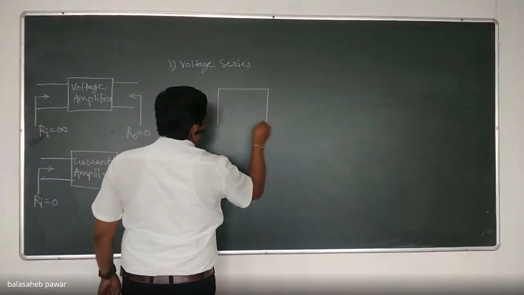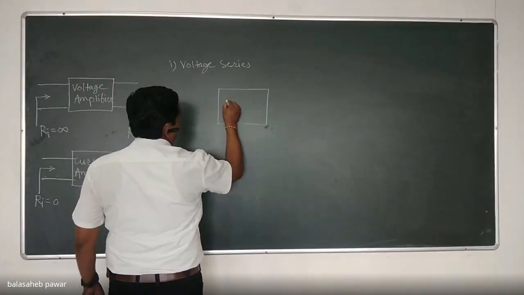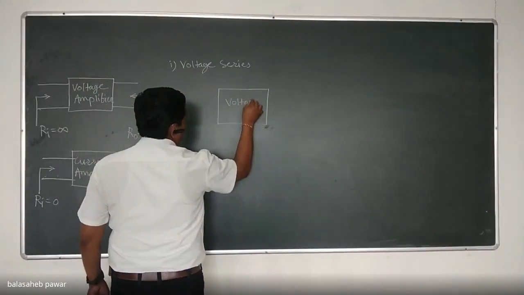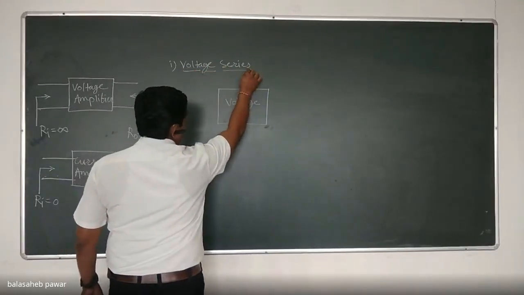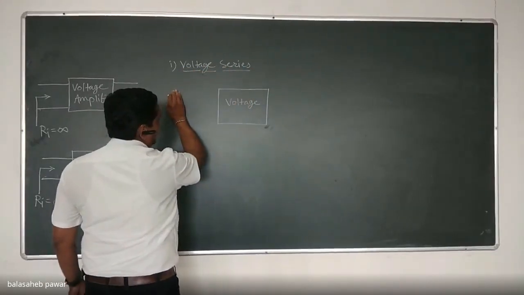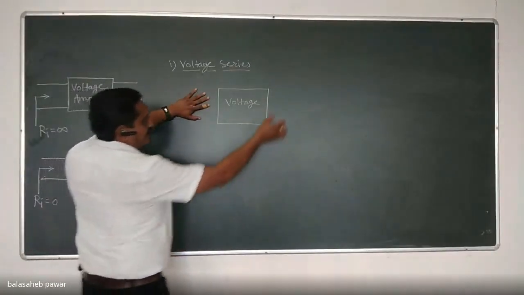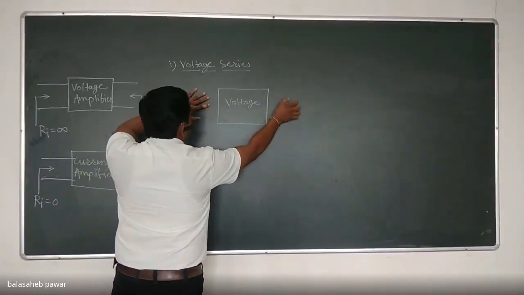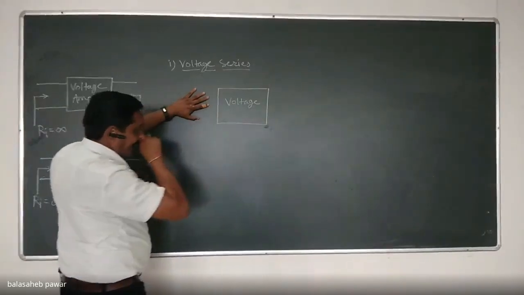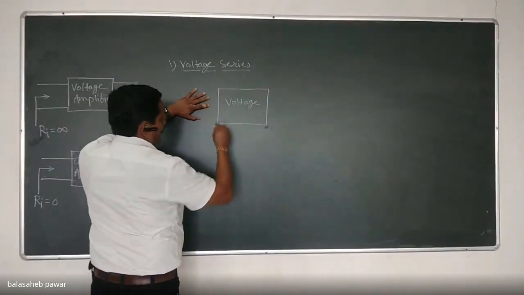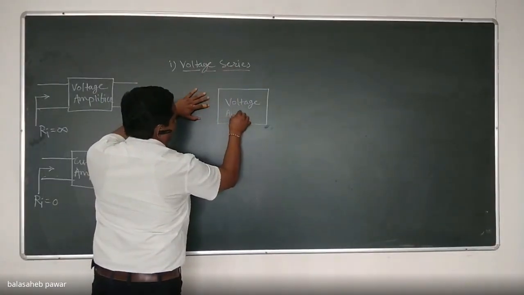In that voltage series feedback type of amplifier, what is the basic amplifier? The basic amplifier is a voltage amplifier, because the output sample is taken as a voltage and mixing is done in series. Whenever the mixing is done in series, that means the input signal source should be a voltage. Whenever the sample taken is a voltage, the output should be a voltage, and then we can extract the sample as a voltage. That you know now, right? So the basic amplifier in the case of a voltage series feedback amplifier will be a voltage amplifier, is it?